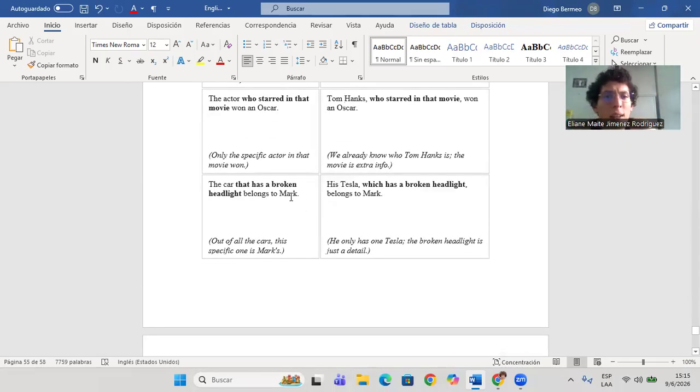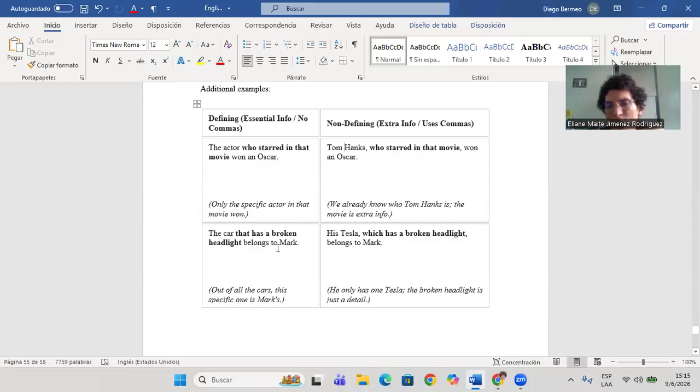The car that has a broken headlight belongs to Mark. If we say the car belongs to Mark, it could also make sense, but only if, in the context of the conversation, you are pointing at a certain car. But imagine that you're among a lot of cars. It wouldn't make sense because you would ask, but which car? You need more specifications. It always depends on the context of the conversation you are in. So: the car that has a broken headlight belongs to Mark.